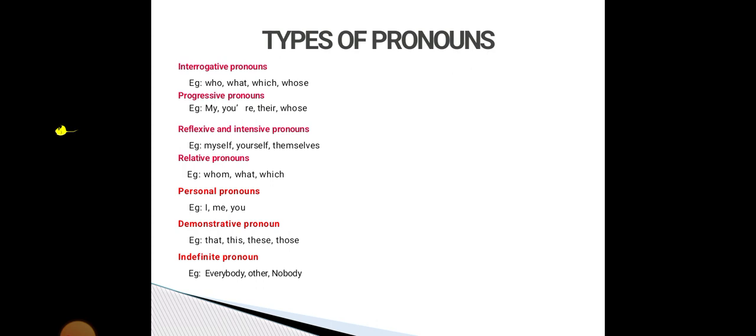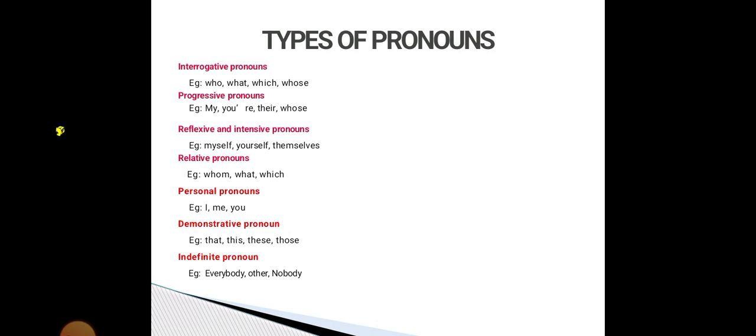Next, what are the types? Interrogative pronouns, possessive pronouns, reflexive and intensive pronouns, then relative pronouns. In relative pronouns, whom, what, which come under relative pronouns. Personal pronouns are I, me, you, she, her, he, him, us, we, they, them. In demonstrative pronouns, the words used are that, these, those, this. We also have indefinite pronouns, used when you need to refer to a person or thing that does not need to be specific, for example one, another, everybody, anybody, somebody.